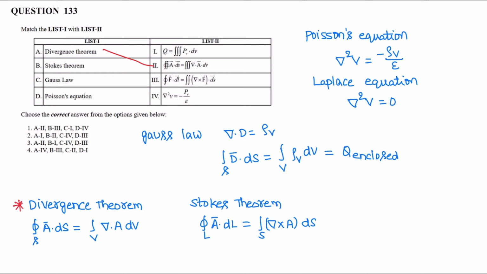Stokes theorem: closed line integral of A bar dot dl bar is equal to open surface integral of del cross A dot ds. So B matches to 2.